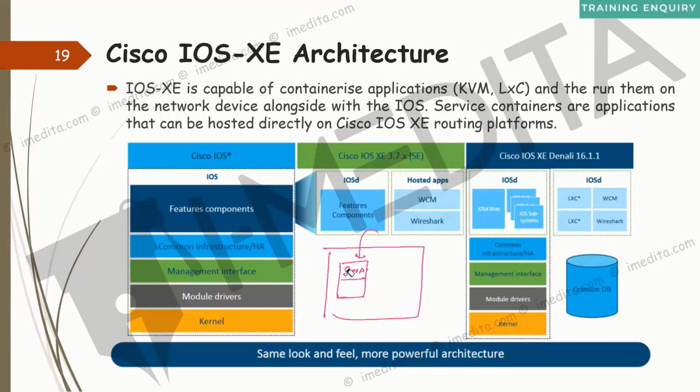Let's say this was a router, because routers nowadays also come with the IOS XE architecture. If this is a router that is running IOS XE, what can be done? I can run, for example, security application images on here, so that this router is able to perform some security-related things on here as well.